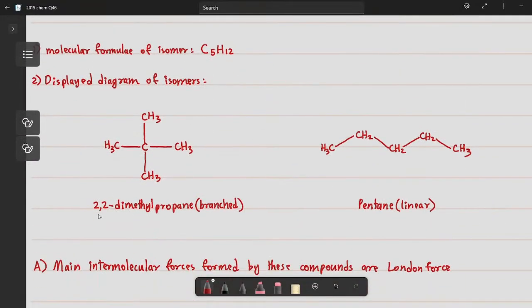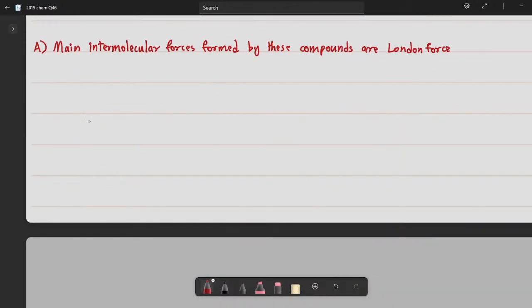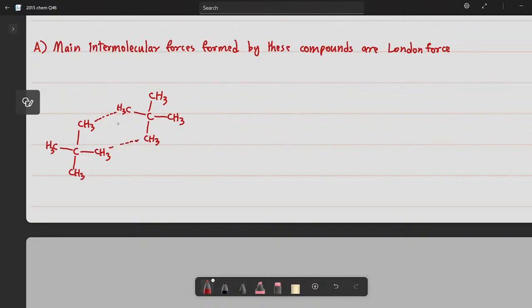And since 2,2-dimethylpropane is a highly branched molecule, it has a very small surface area. What do I mean by that? I'm going to draw the structure here real quick. CH3, or here CH3. And then I have another molecule of the same compound next to this one. Here it can barely form only two points of contact because it's a highly branched molecule.